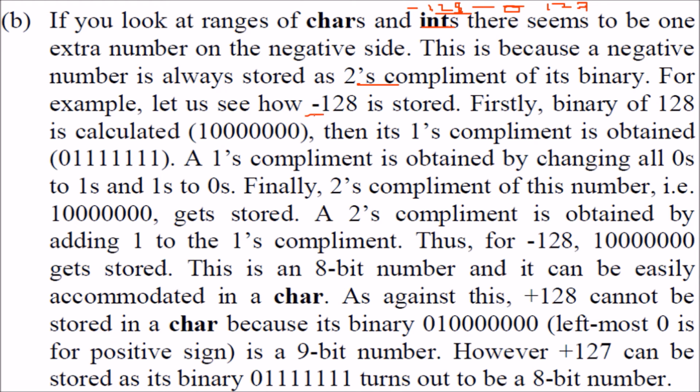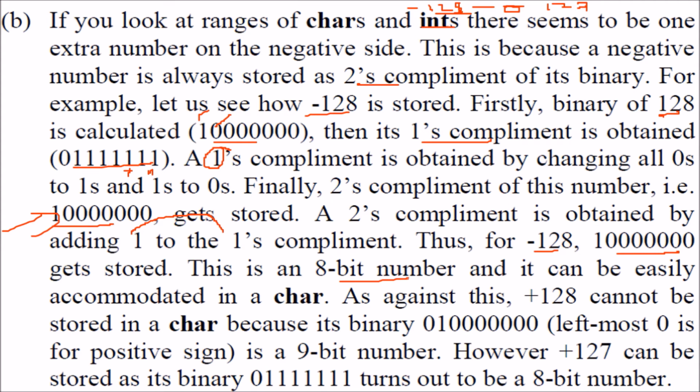Let us see minus 128. What is the binary of 128? Let us not take the minus now. 128 is simply this one. Let us take the 1's complement, which is simply making 1 to 0 and 0 to 1. So this will be the 1's complement. For the 2's complement, the 1's complement is added with 1. So we just add 1 to this, and the 2's complement will be this. So this gets stored. A 2's complement is obtained by adding 1 to the 1's complement, and the 1's complement is simply changing 0 to 1 and 1 to 0. So for minus 128, this gets stored.